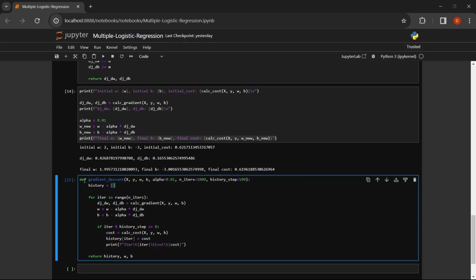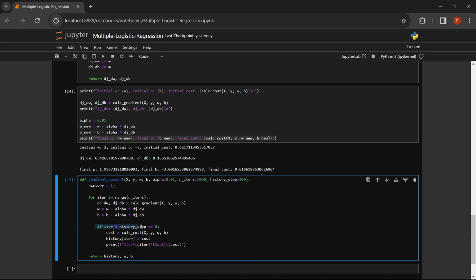Alright, so here's our gradient descent algorithm all written out. We're going to pass in x, y, w, and b, and initialize alpha, or our learning rate, to 0.01. We're going to go through 1,000 gradient descent steps, and every 100 steps we're going to record the current cost. So looking into the function, we're going to initialize this empty history dictionary to store the costs, and then in each iteration, we're going to perform a single gradient descent step.